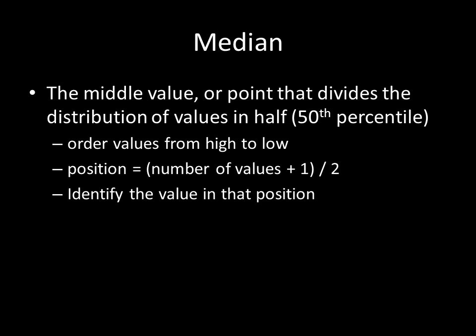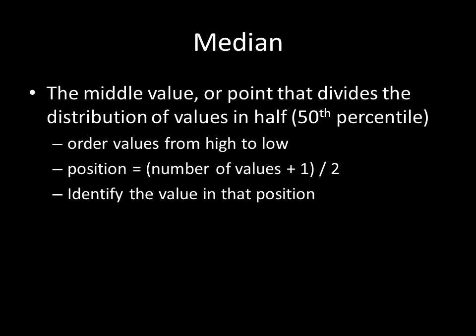When the mean is not the best way to assess the center value within a distribution of values, there are 2 other options you can use. The median is the middle value. It's the point in a distribution that divides the values in half. It's the 50th percentile, and that means that 50% of values in that distribution fall above that value and 50% fall below that value.